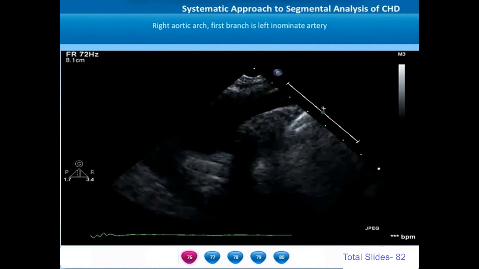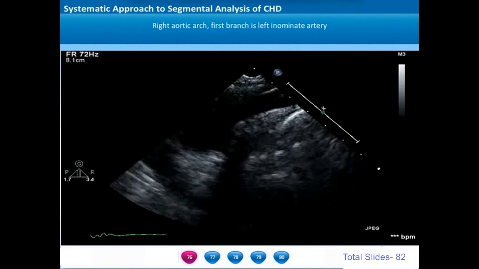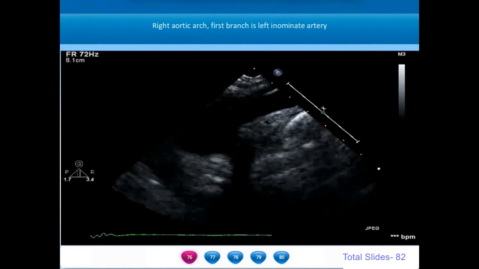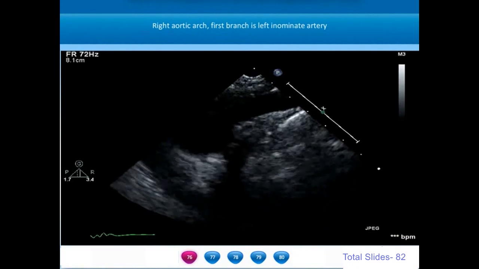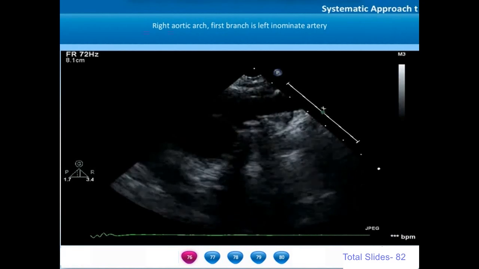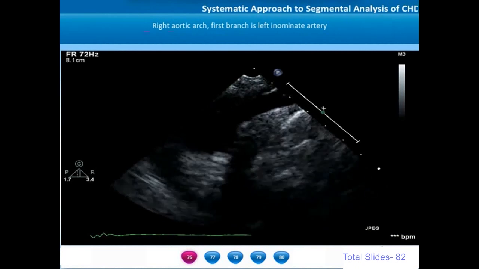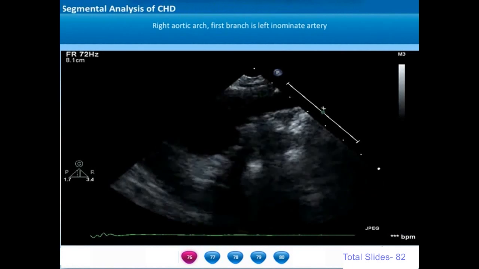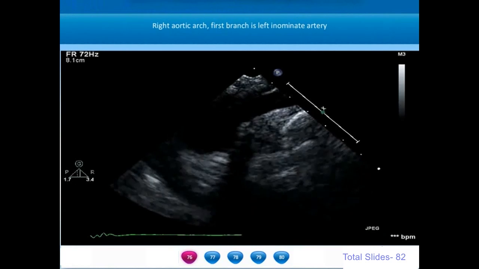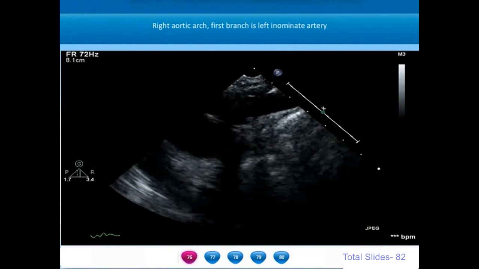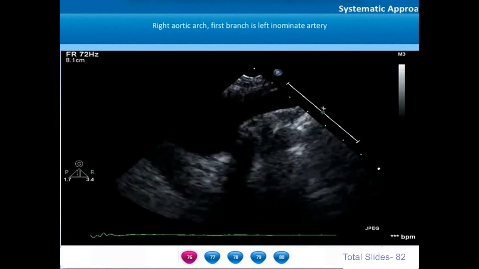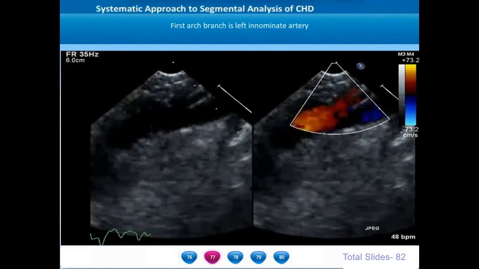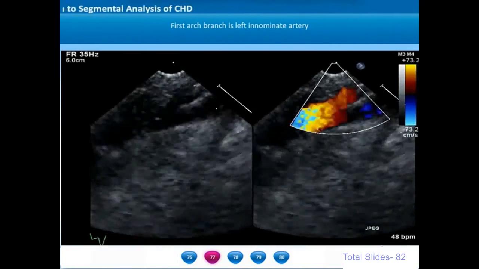In patients with right aortic arch, the first branch will often be the left innominate artery. We can appreciate the right aortic arch on the right side of the tracheal rings. The tracheal rings are shown as white echogenic dots. In this frame, we can appreciate that the aortic arch is located on the left hand of the screen. The first arch vessel branch from this right arch is the left innominate artery. If we trace the left innominate artery further down, we will appreciate that it branches into left carotid and left subclavian arteries.